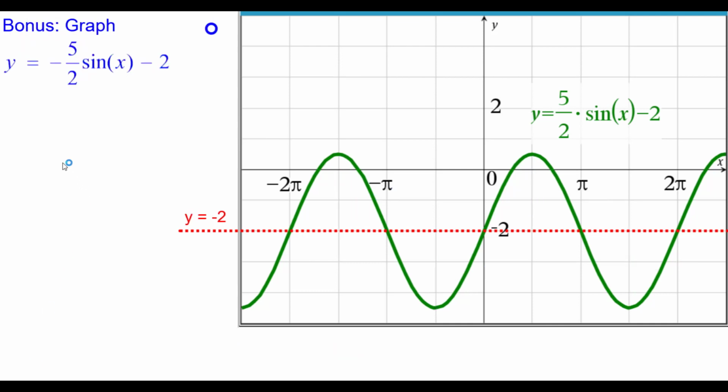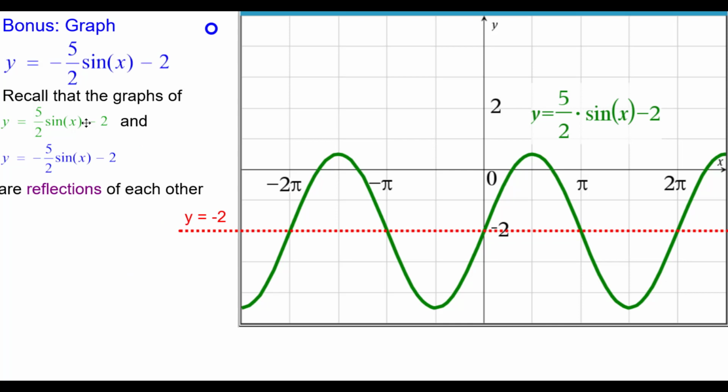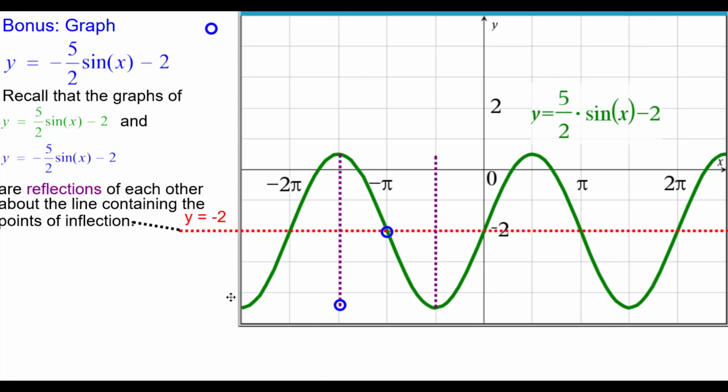So a bonus graph, let's graph y equals negative 5/2 times the sine of x minus 2. Recall that the graphs of these two are reflections of each other about the line that contains the points of inflection. We talked about that before. So this max will be reflected about the line containing points of inflection to become a min. This point of inflection stays there. It's its own reflection. This min reflects up to a max. Points of inflection stays. Max becomes a min. Point of inflection stays, and so on.